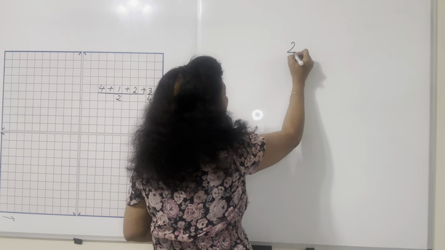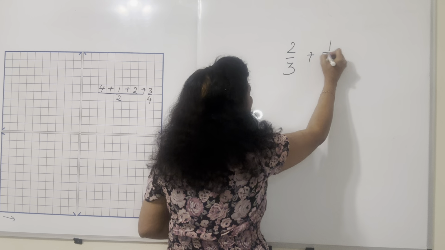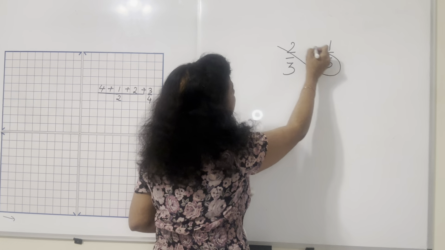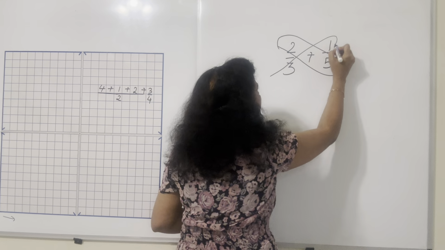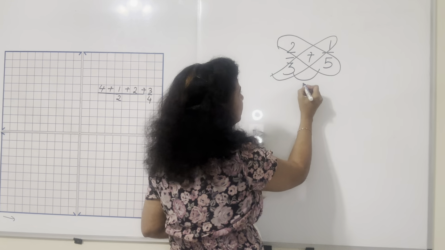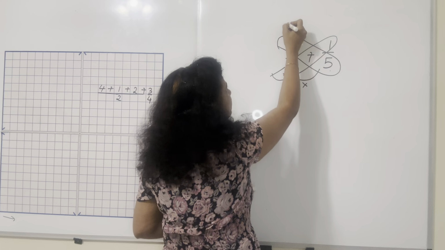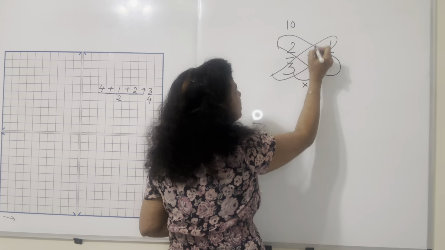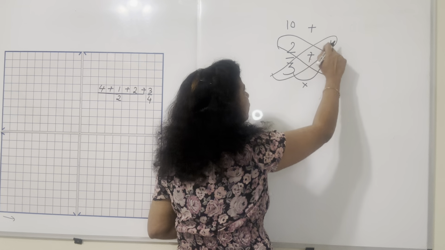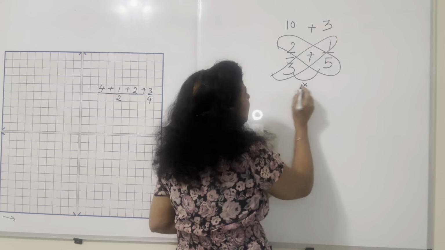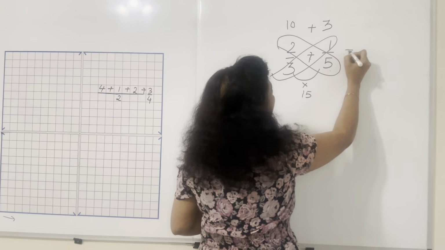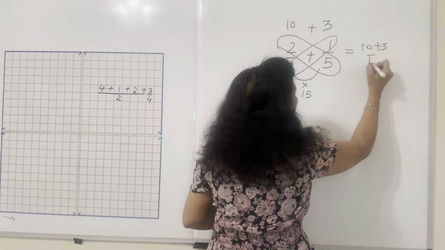Same, we can take 2 over 3 plus 1 over 5. So butterfly method means you multiply like this, cross, you multiply like this, cross, and then you multiply the denominators, okay? So when you multiply this 2 times 5, you write it here. Whatever sign you have here, make sure you write it there. And 3 times 1, you are multiplying cross, 3 times 1, 3. And 3 times 5, 15. So look at this, that becomes 10 plus 3 over 15.